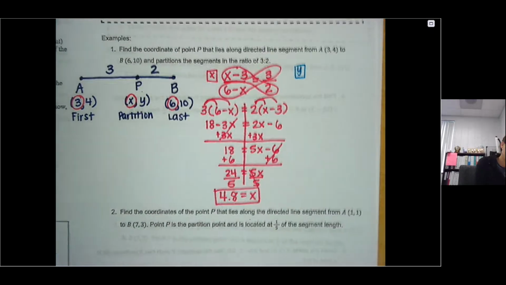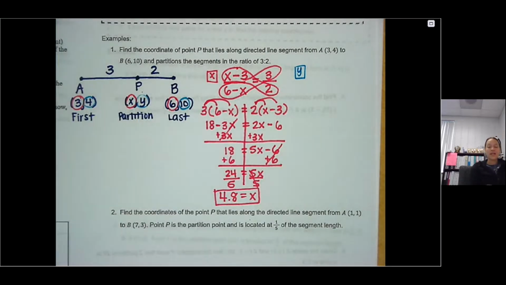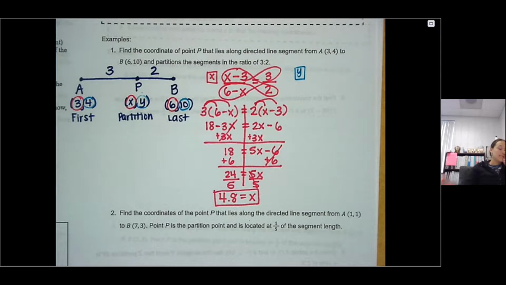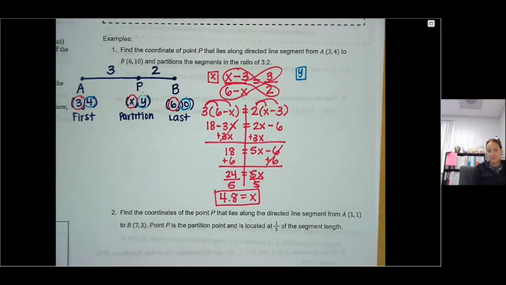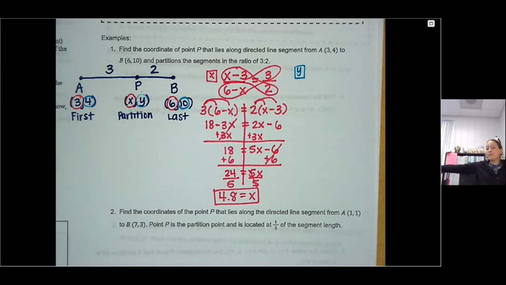All right, we're going to do the Y values. Same thing. Now, it's the same setup. It is partition point minus the first over last minus partition. Who can set up our equation for us? So you're looking only at the blues now. Only at the blues, yep.